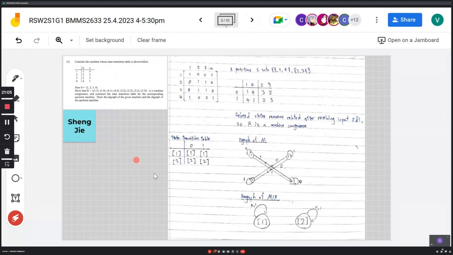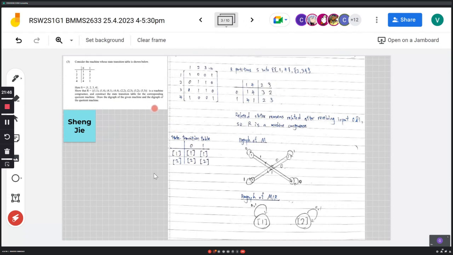This one is number 3. Okay, question number 3 asks you to show that R is a machine congruence. So that means in the table given here, you need to show, by using the table, that after the input 0 and 1, what will happen to all the states. You must make sure that all these states remain in the same class. So if they remain in the same class, then you can say that the relation R is a machine congruence.